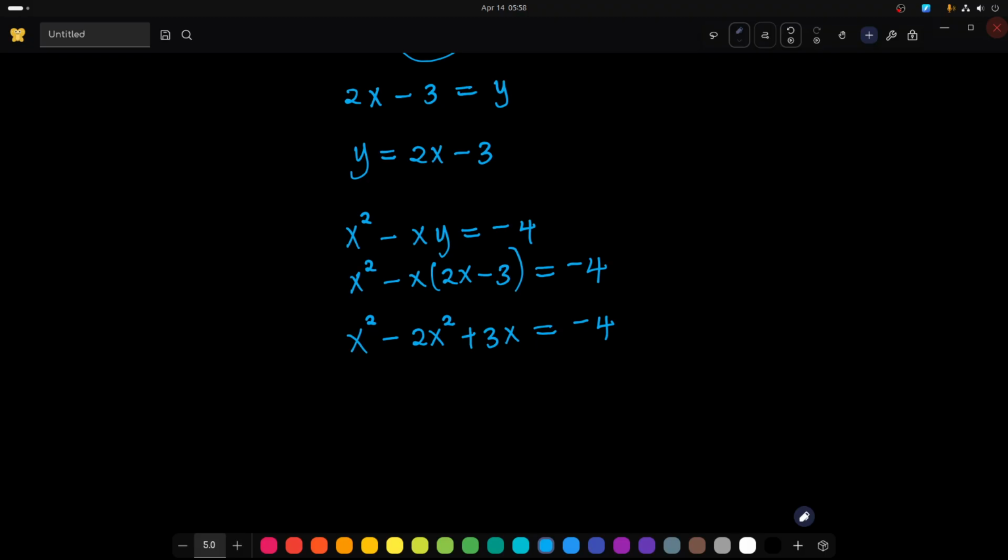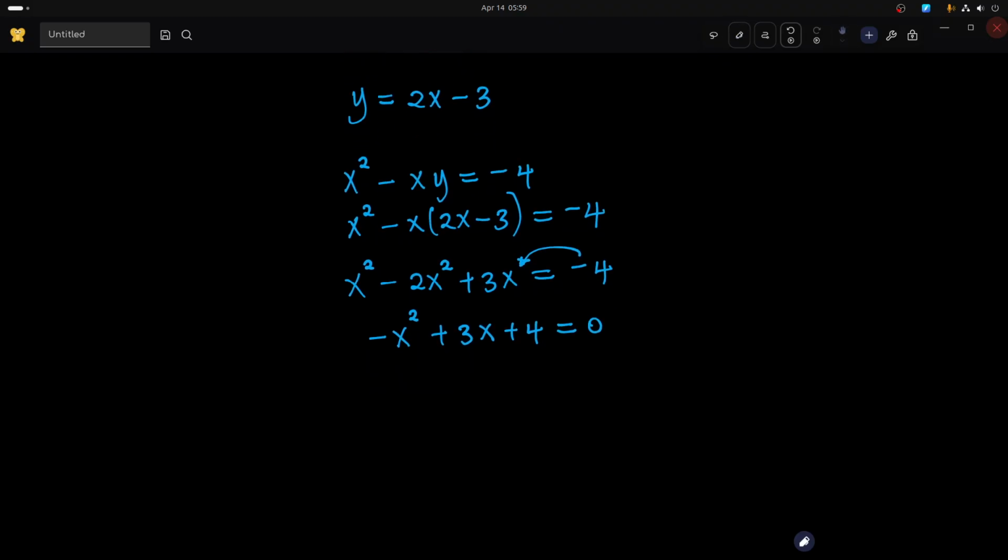And then x squared minus 2x squared is going to give us negative x squared. We still have the plus 3x. Then let's take this negative 4 and bring it to the left side, where it will become plus 4, and this is equal to 0.